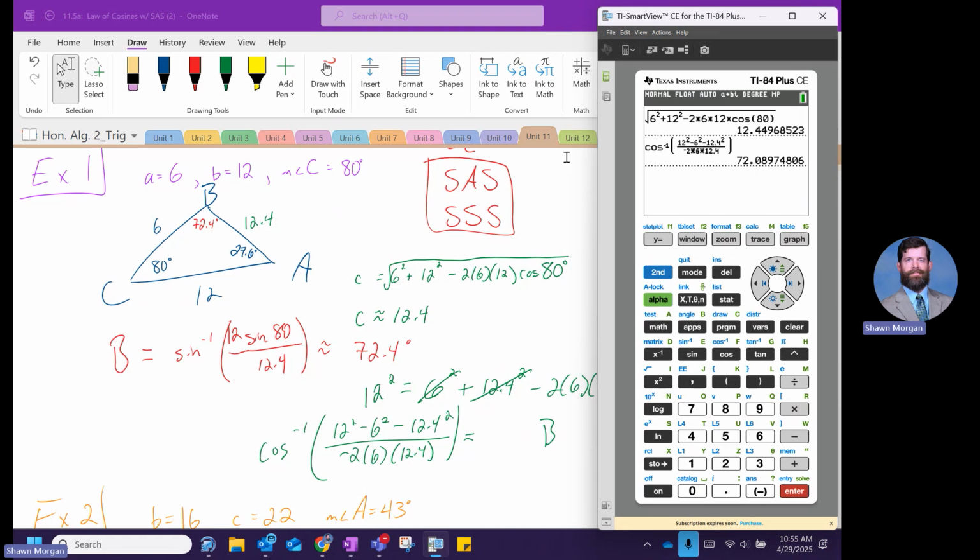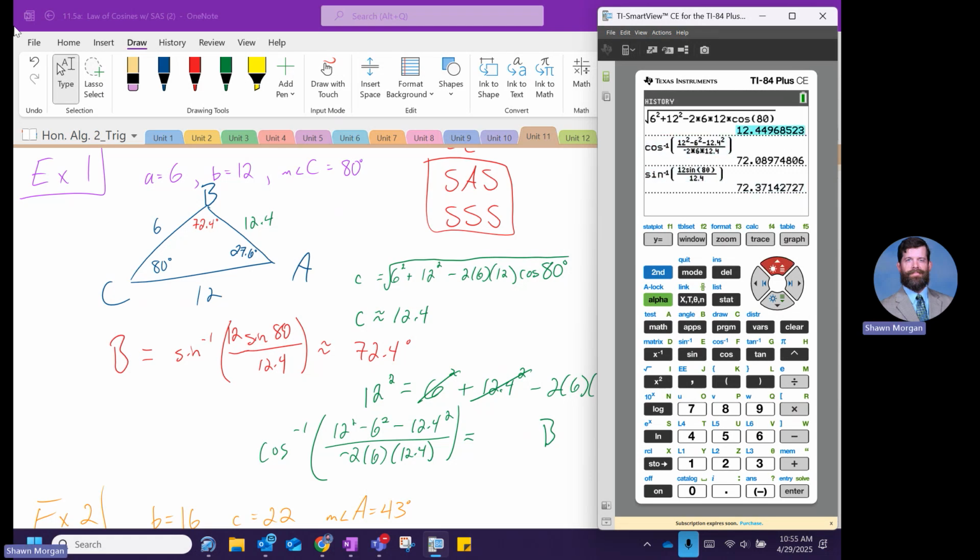Even with both of these values, when we did inverse sine, I don't think I ran this on my calculator: 12 sine 80, close parentheses, go down, divide by 12.4. Both times we got close to 70, close to 72. Would you like to know on your calculator how to get the exact value? Sure, the legit value?